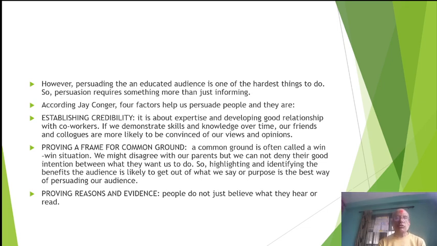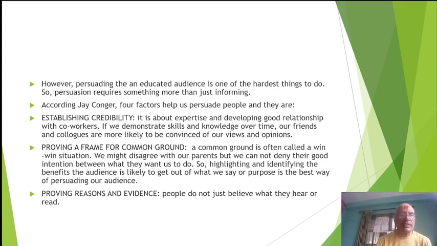If we demonstrate skills and knowledge over time, our friends and colleagues are more likely to be convinced of our views and opinions. If we do not have that sort of knowledge and skills, colleagues and co-workers may not trust us, and may not get convinced by our views and opinions.